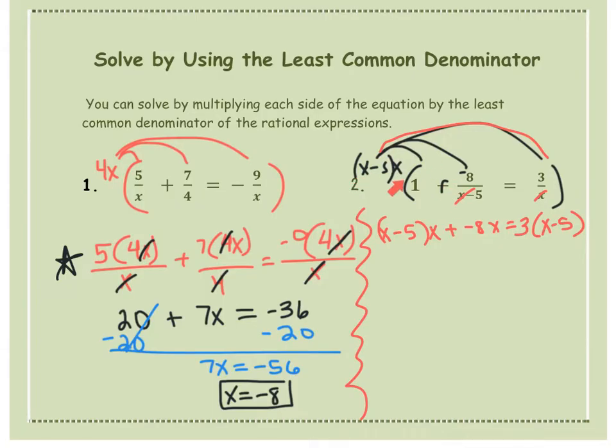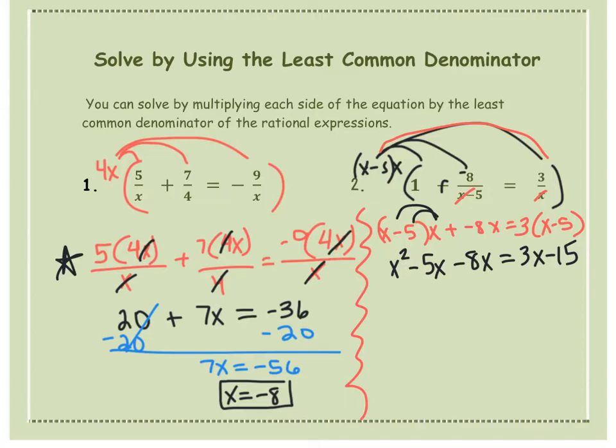So all I had left was the x times negative 8. When I distributed to the third one, I already knew that this x was going to cross out with that x. And all I have left is the 3 times x minus 5. So now I'm going to distribute into my parentheses. And this x, I'm going to go ahead and work backwards. I have x squared minus 5x minus 8x equals 3x minus 15.